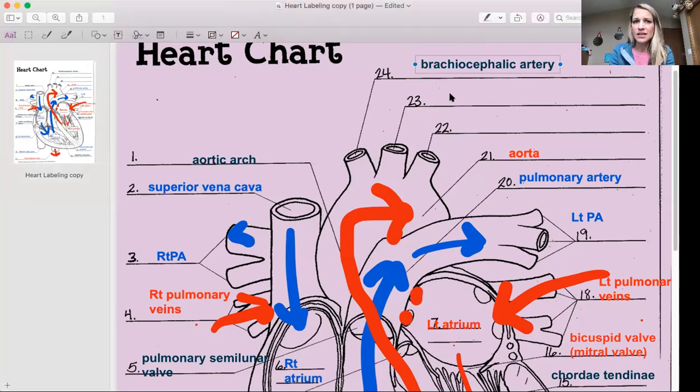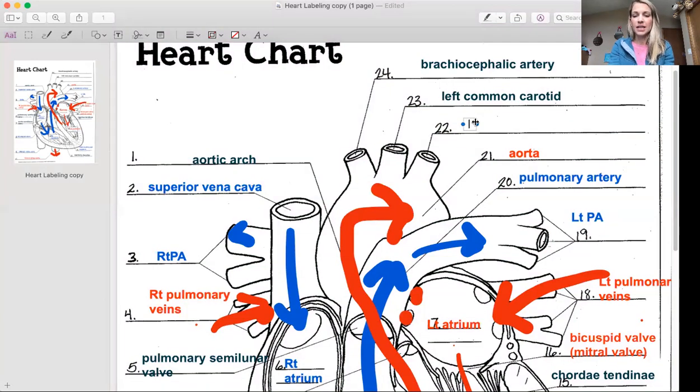So this is the, right here, this is the left common carotid, and it just goes there. This one, this blood vessel is going to actually split into these two. And then this one is the left subclavian. And these are arteries. The left subclavian, sub means below, and clavian refers to your clavicle. And so that goes below your clavicle and takes that blood to your arm on the left side.